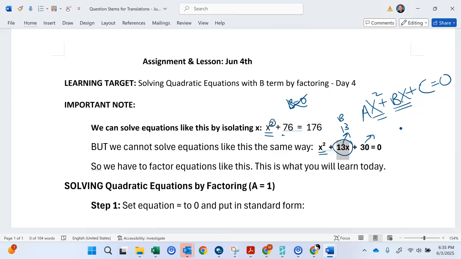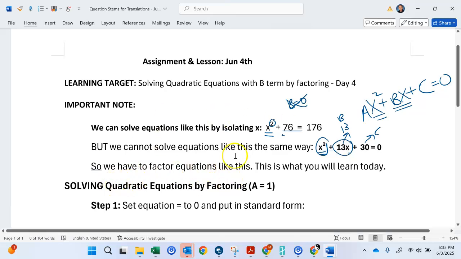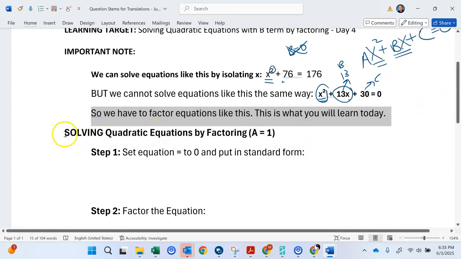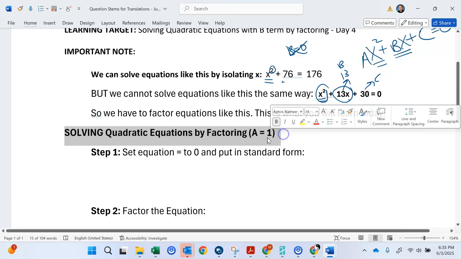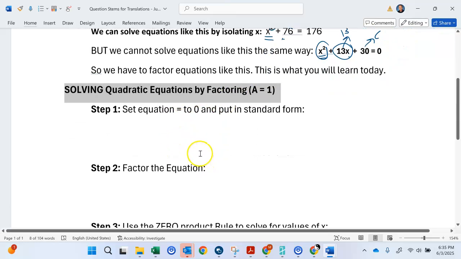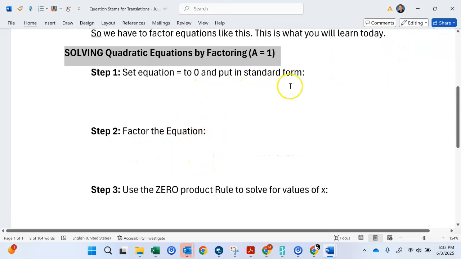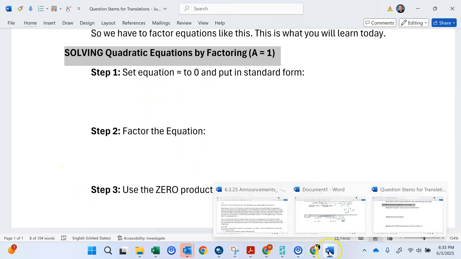It also has the c term. So when you have something that has both an a term and a b term, then you cannot solve it like this one. You have to do a different process. So that's what we're going to learn today, the steps of solving quadratic equations by factoring. And so I will show you an example, and then we'll put it here. But let's look at what we have in the assignment.